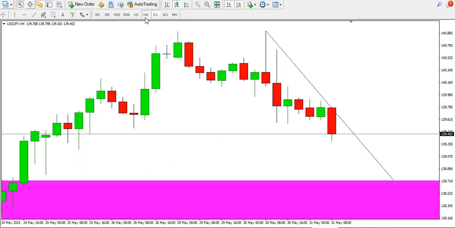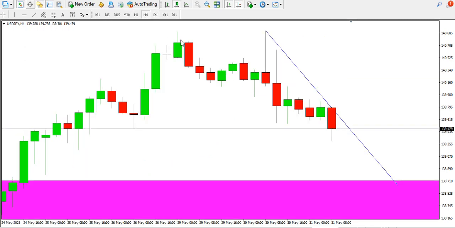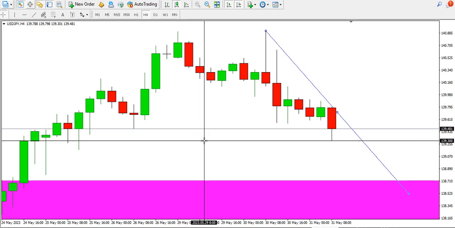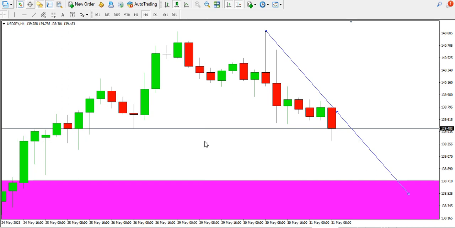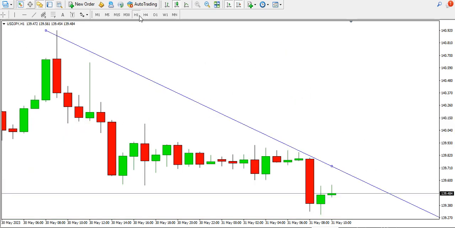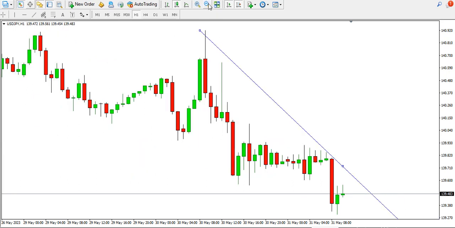On the 4-hour time frame, what we can see is price is forming this particular descending trend line. Well, you can see that the trend line is currently being respected as price dropped to this level. I'm talking about the most recent level, which is the 139.3 level. Price dropped to that level. Okay, on the 1-hour time frame, we can see price drop.